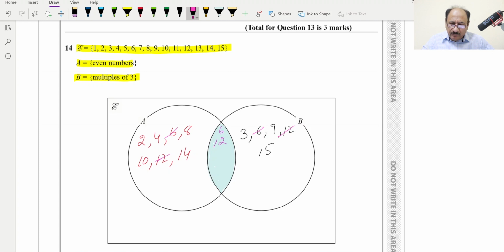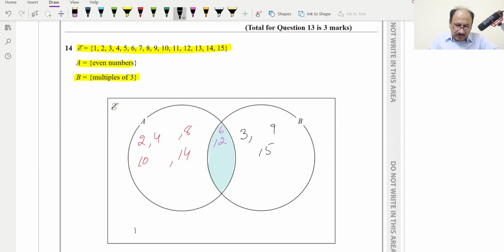So this is done. 6 and 12, so we will erase from this section. 6 and 12 we can erase, and from this side also 6 and 12 we have erased, and this will be our section. Now the remaining odd numbers we can write in this universal set.